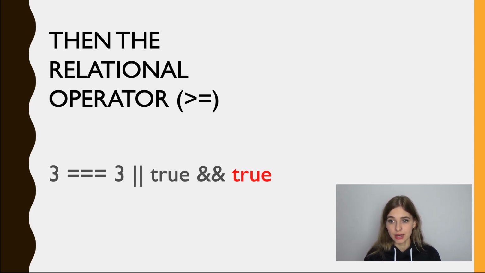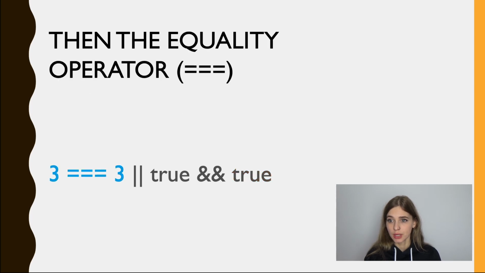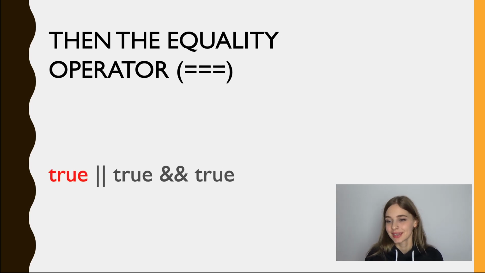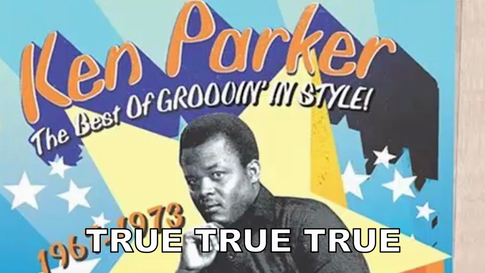Correct. After the relational operator, we have the equality operator. So it's, is 3 equal to 3? And this is the strict equality operator, so it checks for both value and type. In this case it does matter. It's 3 and 3, so it is equal. So it should evaluate to true. Now we have true, true, true, or and.